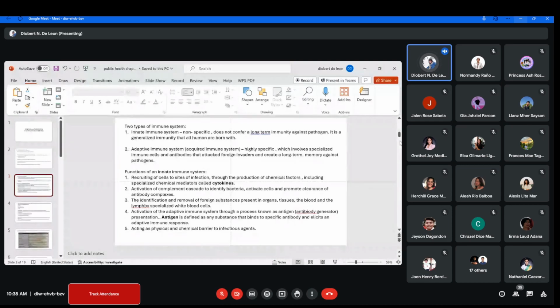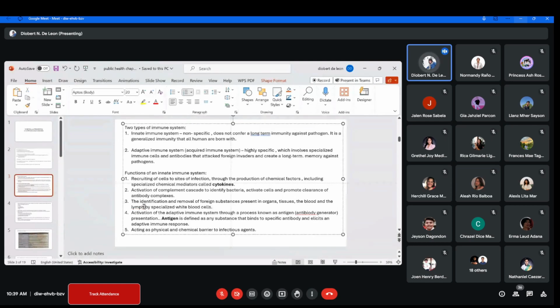Okay, these are the receptors, guys, no? Okay, if you remember the key and lock theory, in order for the receptor, or in order for the body, to identify a certain foreign substance, no, nag-enter sa tong lawas, then we have this receptor, na siya mag-identify. But in this case, these are what we call the B and T cells, no? The third one is the identification and removal of foreign substances present in organs, tissues, blood, and lymph by specialized white blood cells.